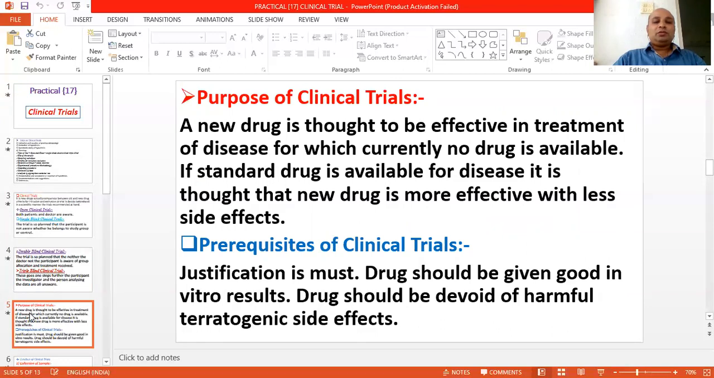Clinical trials: justification is a must. The drug should have given good in vitro results. The drug should be devoid of harmful teratogenic side effects.